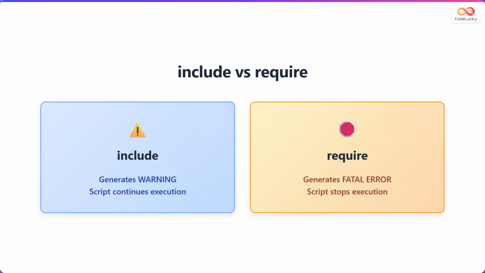Let's compare include and require. If a file is not found, include generates a warning, and the script continues to execute. On the other hand, require generates a fatal error, and the script stops execution. The include statement issues a warning, whereas the require statement throws a fatal error.